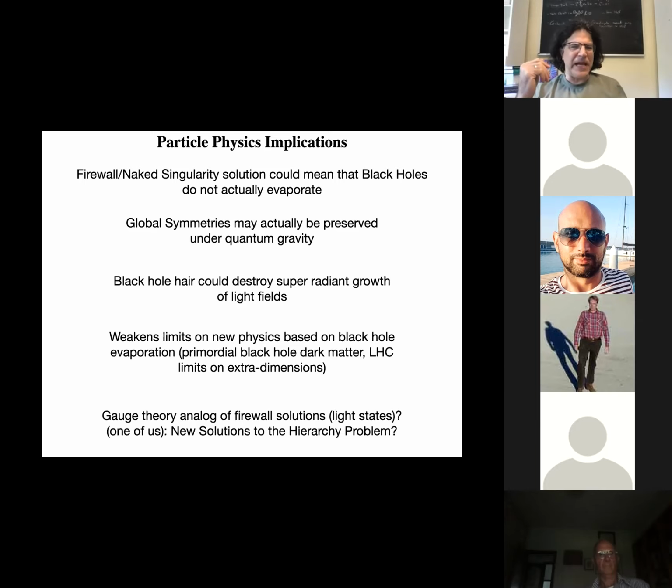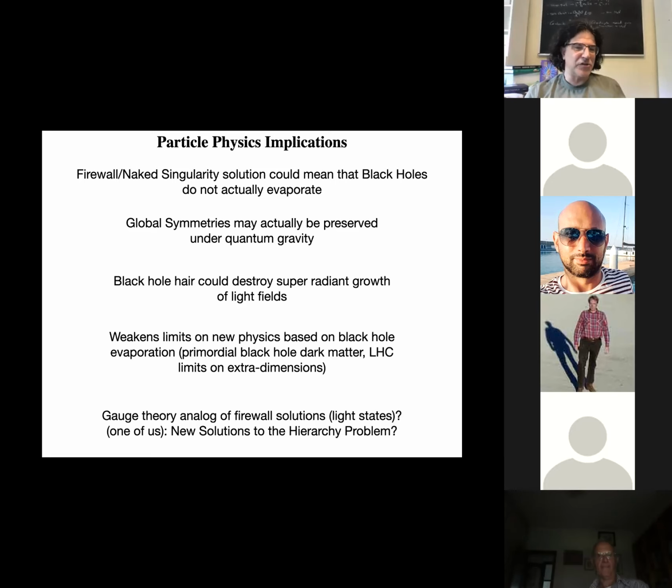Global symmetries may actually be preserved under quantum gravity. Here we have some evolution that turns into some surface. The black hole object is some messy, very dense thing like a neutron star with many degrees of freedom, with entropy sort of stored and shown out there on the surface. Perhaps global symmetries are good symmetries in the ultraviolet theory, if we can't use black holes and internal black holes to make statements against them.